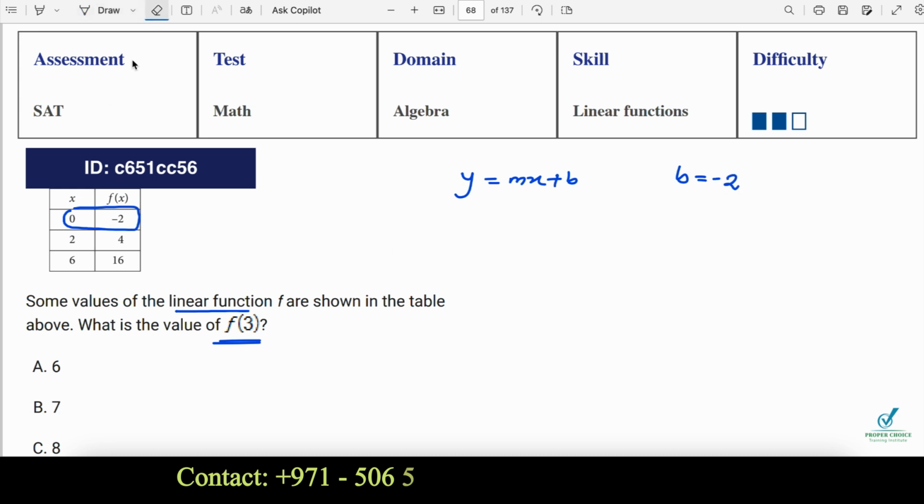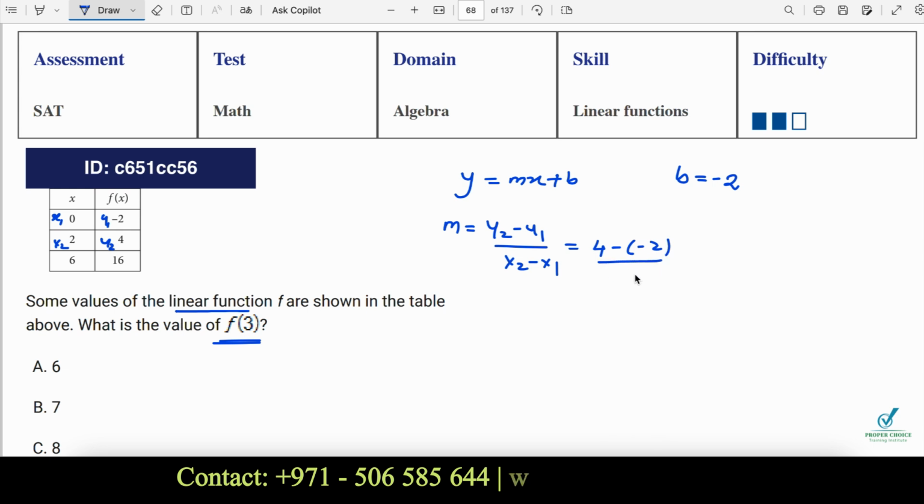And again, you can make use of this data to find the slope. Let me take this as x1, y1 and this coordinate as x2, y2. The slope m equals y2 minus y1 divided by x2 minus x1, which is 4 minus negative 2 divided by 2 minus 0. So 4 minus negative 2 is 4 plus 2, that is 6, divided by 2, which is 3.